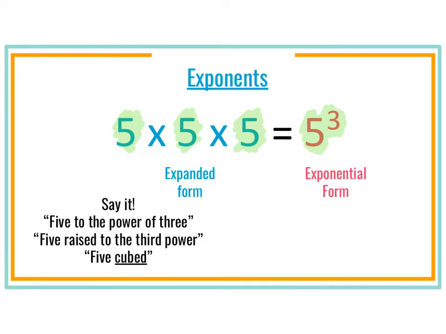When looking at our exponential form, there are 3 different ways to say it. We could say 5 to the power of 3. We could also say 5 raised to the 3rd power. Or, since our exponent is a 3, we could say 5 cubed.